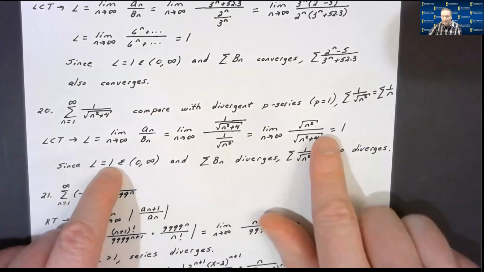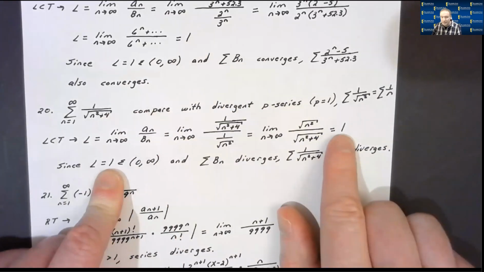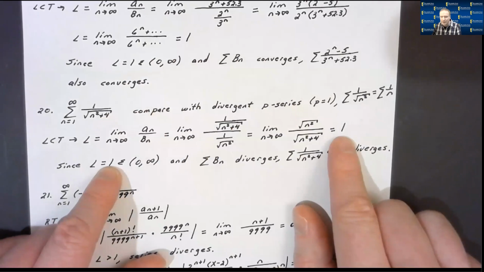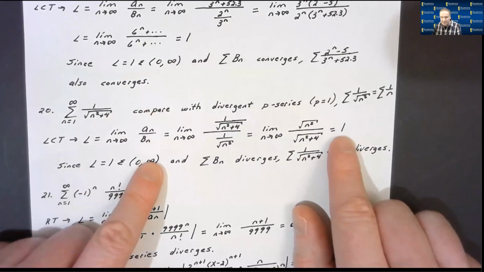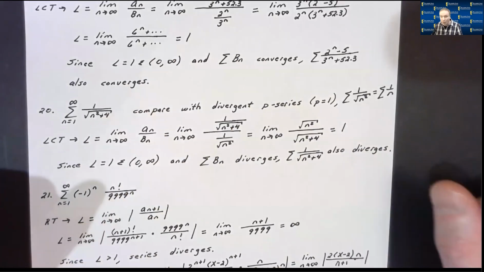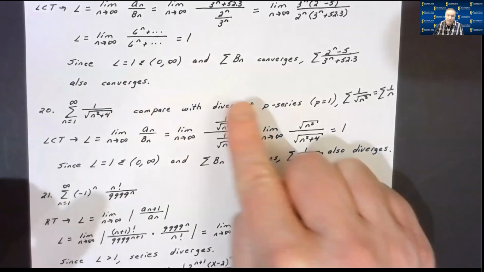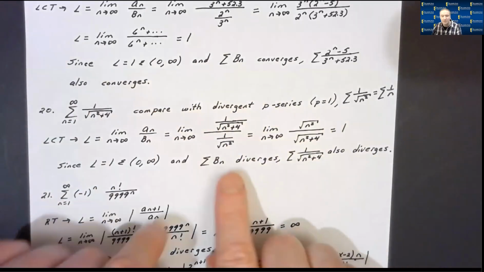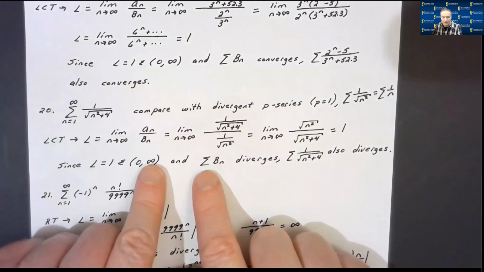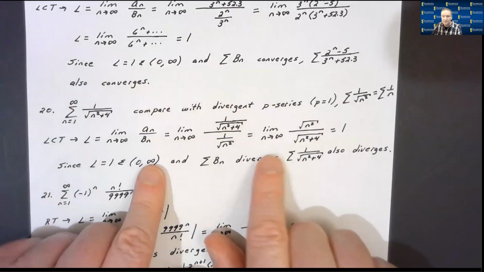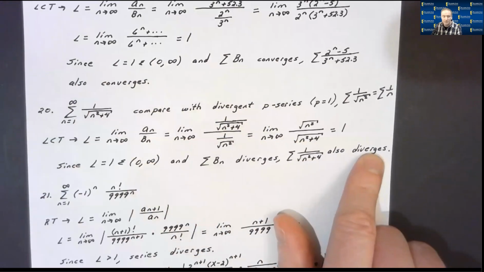Now, don't get hung up on 1. Both of these values happen to be 1. But even if it were 100, or even if it were 1,000, or even if it were 1/2 or 1/3, any number between 0 and infinity is saying it's a constant multiple of that. Then whatever happens to this series happens to this series. This series diverged, thus this series diverged. So you can say since L was a constant between 0 and infinity, and the series B sub n that we're comparing it to was a divergent series, then the series in question also diverges.